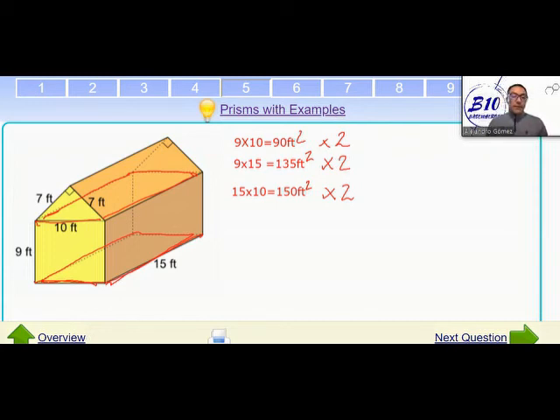Then we can see this over here, and we have to multiply by 2. So we have 2, 4, 6 faces of the rectangular prism. We're going to calculate now the ones of the triangular prism.